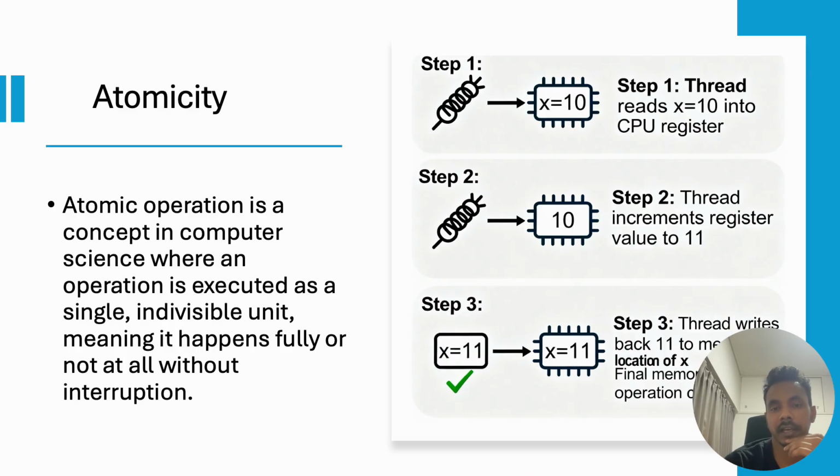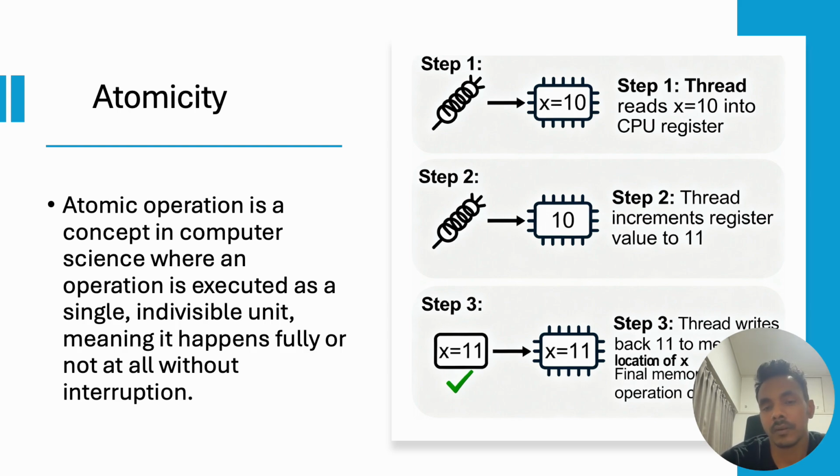One is first reading the value of x from memory to the CPU register, we call that reading. Then updating the value of x inside the CPU register based on the operation. So here it's like x equal to x plus 1, that means 10 plus 1 equal to 11. Then modify. So modify means writing back the value from the CPU register to the memory location where x is located. So that means it will update the value of x to 11. So basically it's called read, update and modify operation.